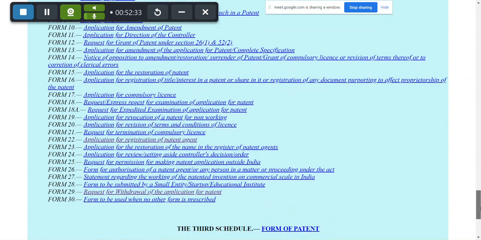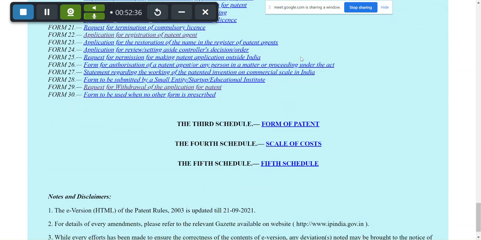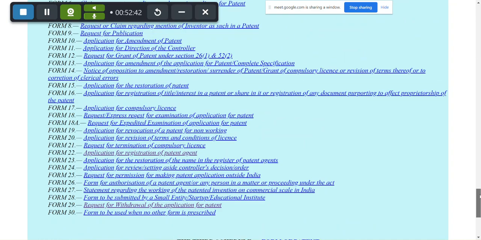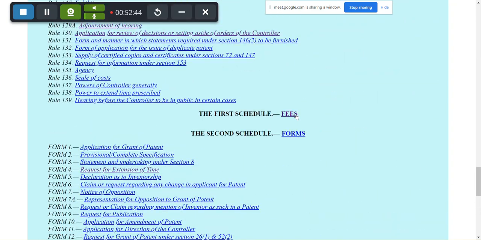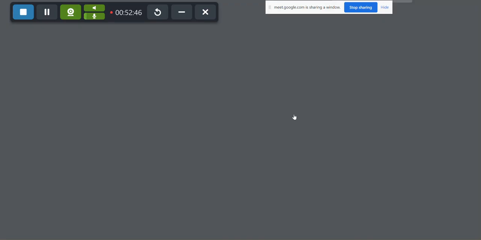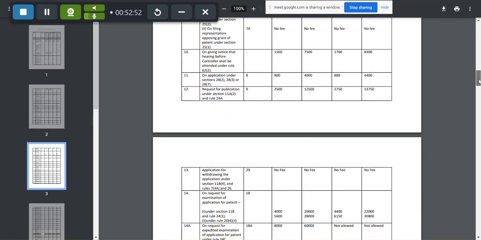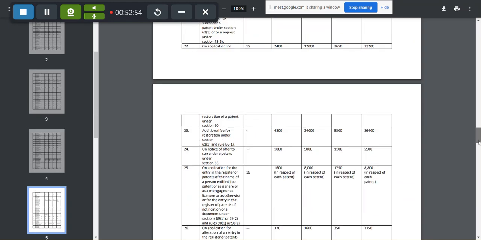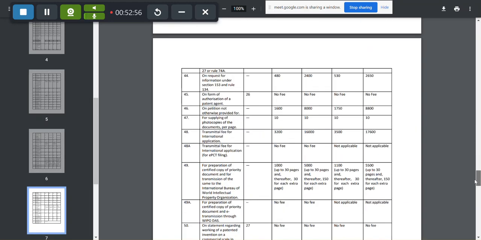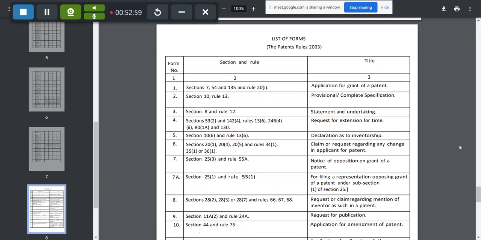This is the rule related page. In that you will find all the forms, and with that the fees are also given over here. Sorry, the above, because the second schedule is related to the forms. The first schedule is related to the fees. In that all the revised fees are there. So you have 137, 138, I am not able to get it. If anybody can help me, where is the serial number for 137 and 138?